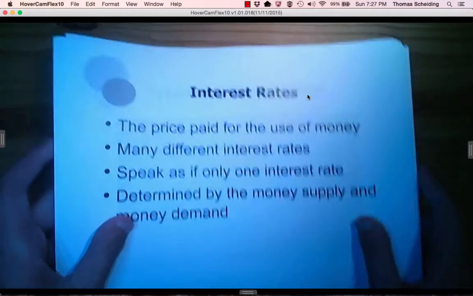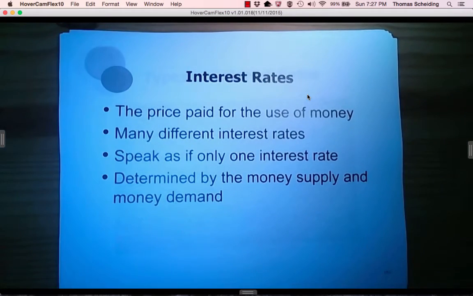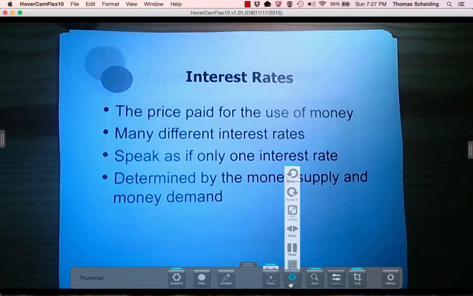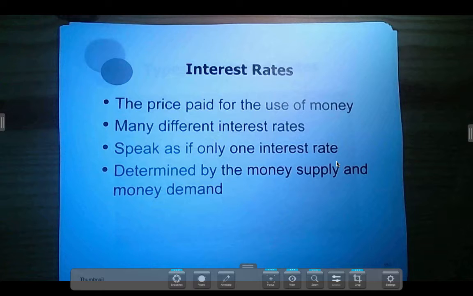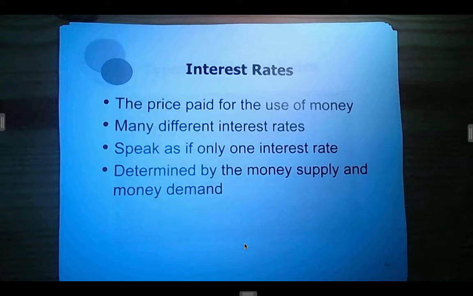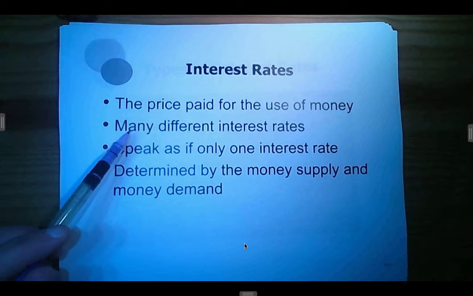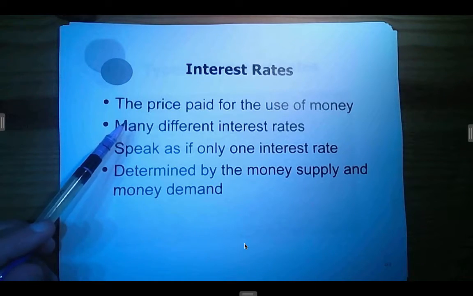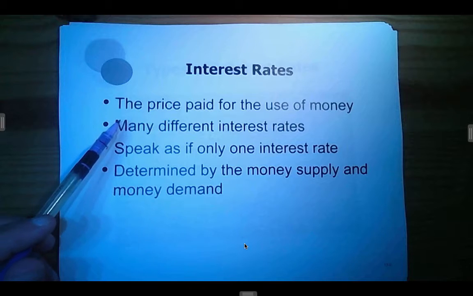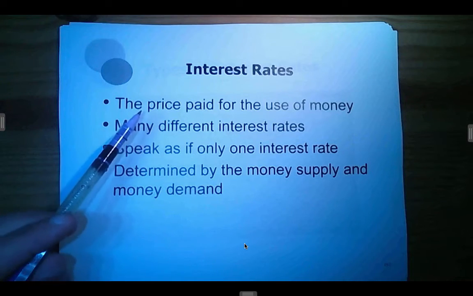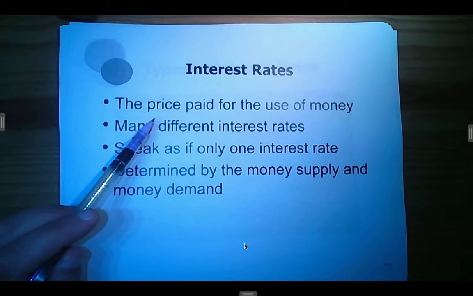So interest rates are going to be of prime importance as we're talking about this because they are the things that then ultimately start to affect the consumption and the investment. So let's look first at what the interest rates are. Interest rates are the price that I'm paying to use money. Or, alternatively, it can be seen as the reward paid, or the benefit, for not spending money.